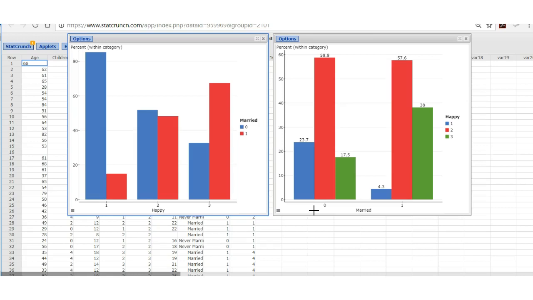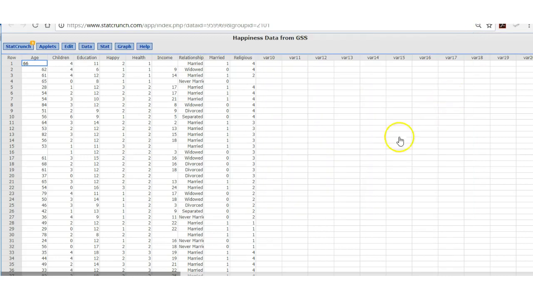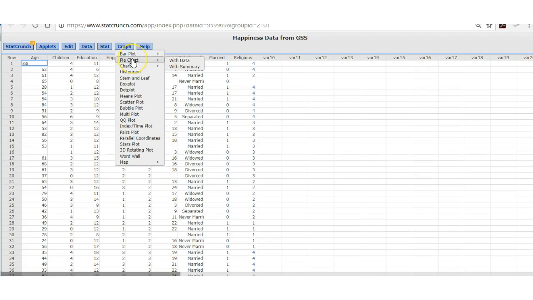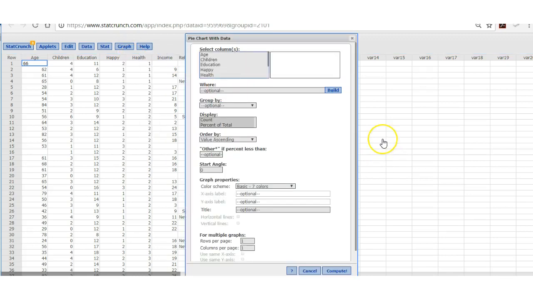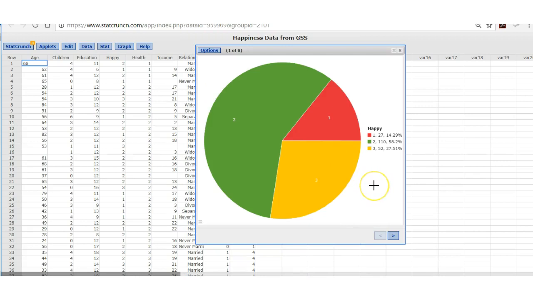The next kind of graphs we're going to look at are pie charts. And pie charts, for the most part, are only appropriate for categorical data. So I'm going to create pie charts for all of our categorical variables. And for these, you can have it display the count, which would be the frequency, or the percent of the total. And this one, it automatically does both if you don't tell it anything different. So here's our pie chart for happy.